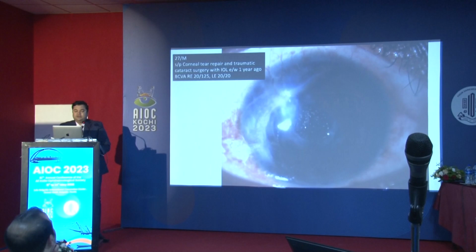This is a 27-year-old male who had a corneal tear repair and traumatic cataract surgery done elsewhere a year ago, and he had decent vision, but he came to us with vision loss. His vision at presentation was 20/25 in the right eye, and the left eye was unremarkable with 20/20 vision. In the right eye, we see a corneal scar with a peripheral cataract, with multiple pits on the IOL, maybe from multiple lasers attempted to remove the capsule behind the IOL.